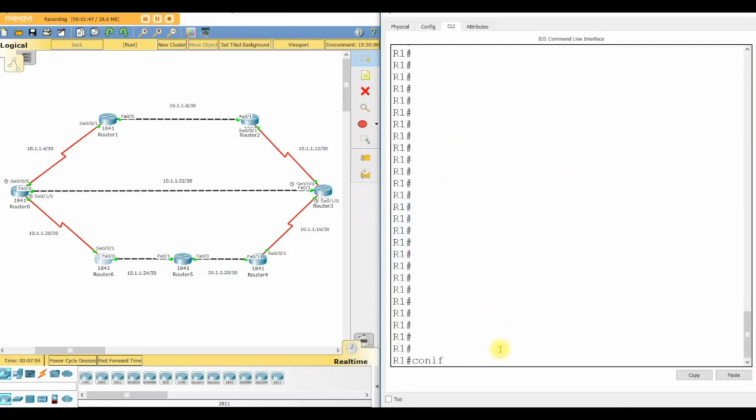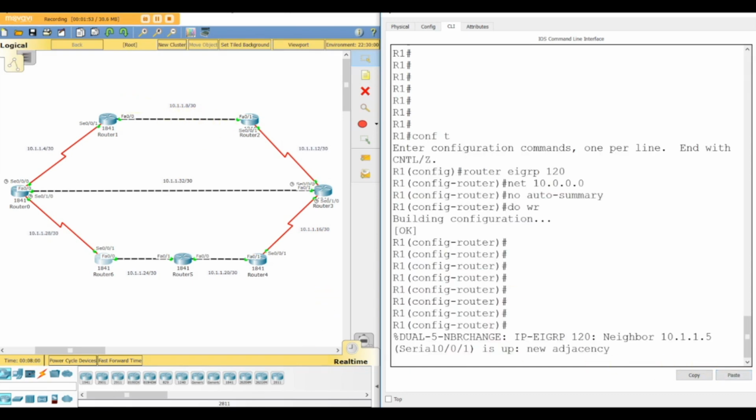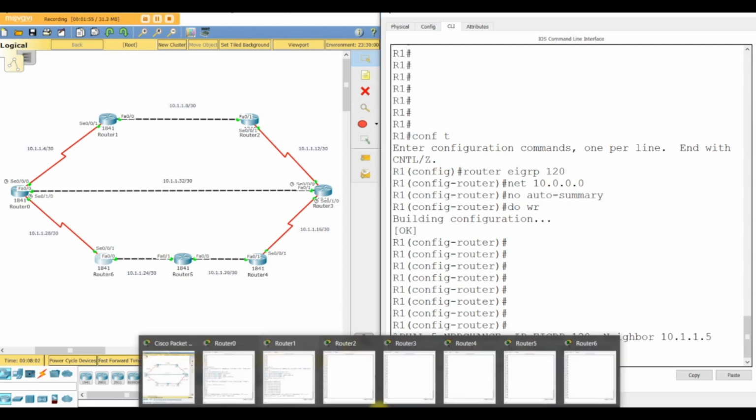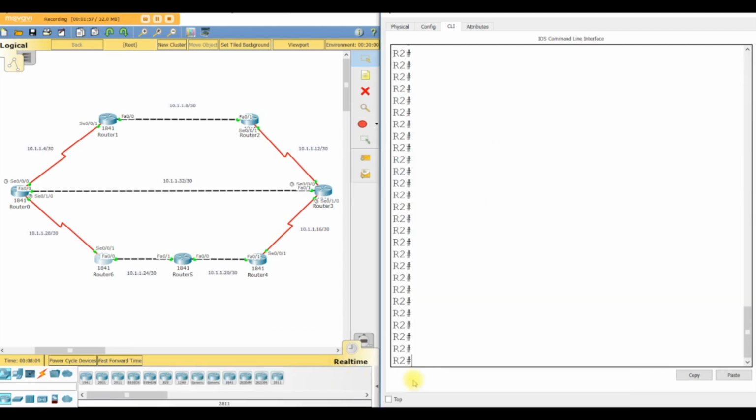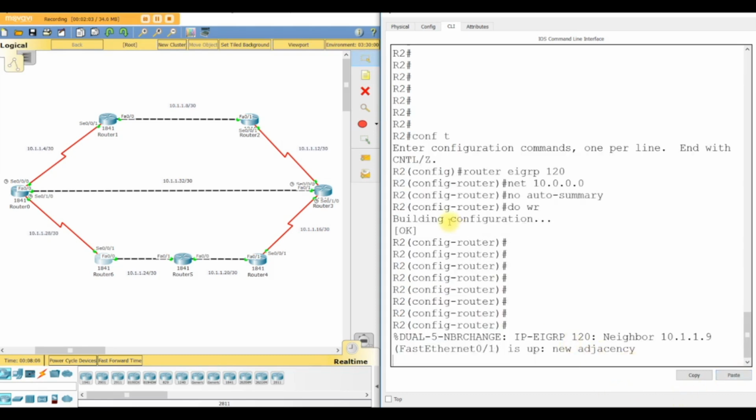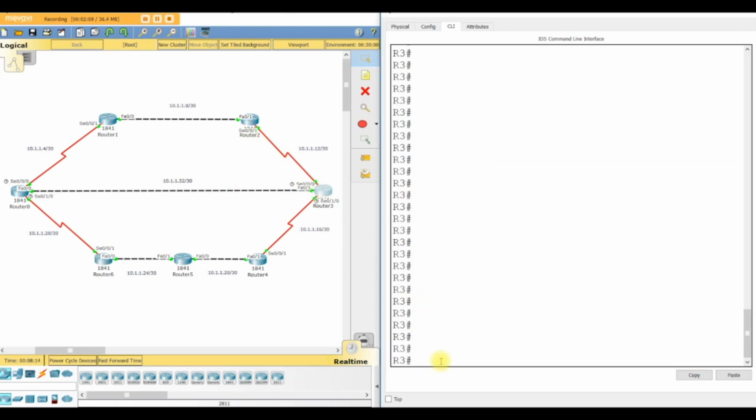Go to config T, paste. Then we go to the next router. That was router 1. Now we go to router 2. Conf T, paste. See that? You see how it's building adjacencies? Awesome. Let's go to router 3.